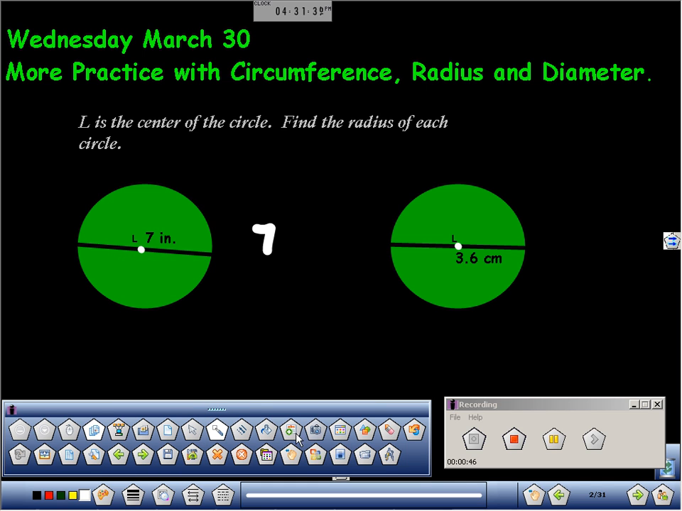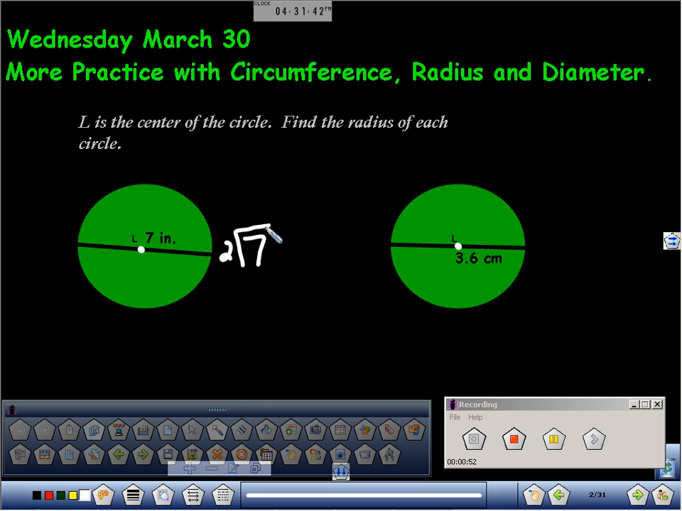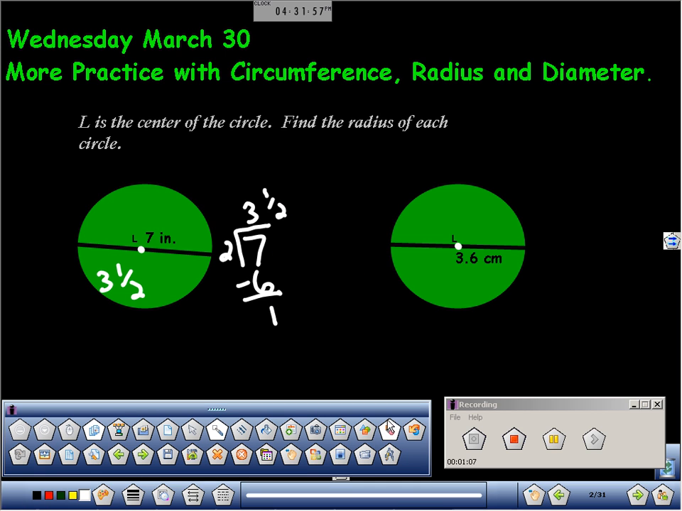Okay, let's write down a 7 like this, and we're going to divide it by 2 because it's half. 2 goes into 7 3 times. 3 times 2 is 6. 7 minus 6 is 1. So we could write it as 3 1/2. That would be one choice because the 3 is the answer, and then remainder 1 over 2. Okay, but there's another way we could also write it.